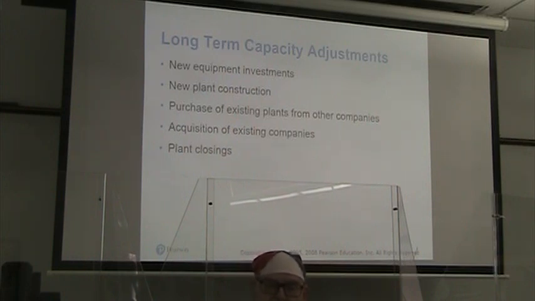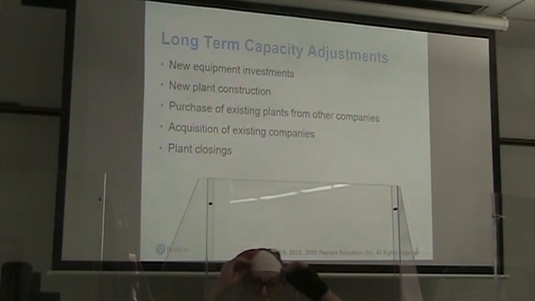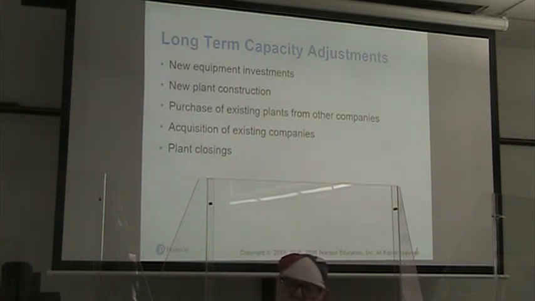Long-term capacity adjustments can be, well, add capacity, buy some new equipment, invest in that. If we really need a lot more capacity, build a new plant. Possibly purchase an existing plant from another company. Or even buy the whole company so that we have extra capacity. And if things are going the other way, we may have to close a plant or temporarily shut it down.